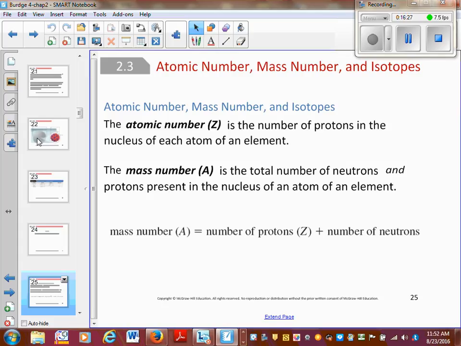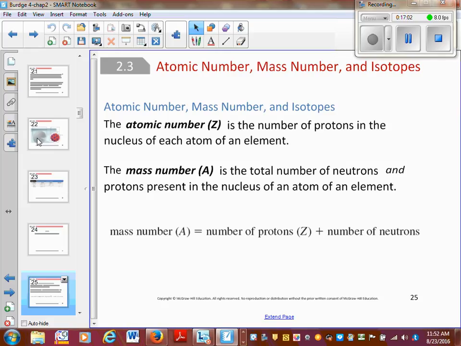So atoms, what charge does an atom have overall? It's neutral. So if Z, the atomic number, is the number of protons, how many electrons? The atomic number from mass will give you the number of neutrons. I want to know how many electrons.